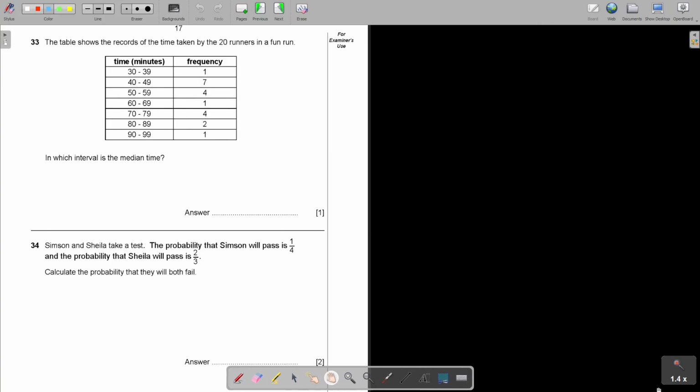Let's start. Question number 33. The table shows the records of time taken by 20 runners in a fun run. If you look at this, it looks like statistics. So where will we find it first? It's in Part 2, the thinner book. That's more the one that you will use in grade 11, statistics.